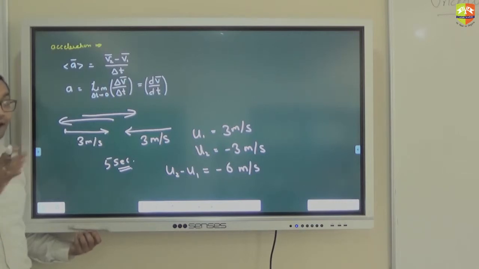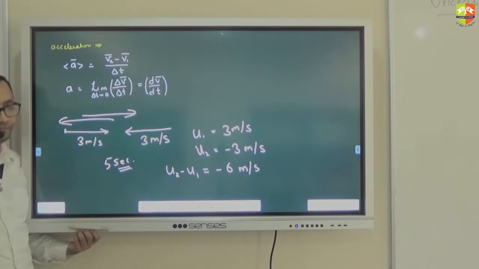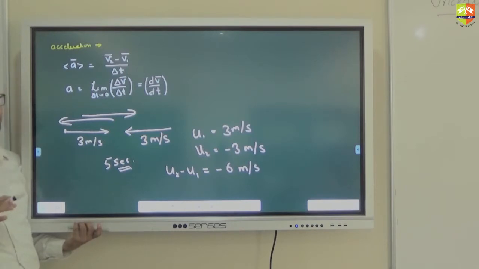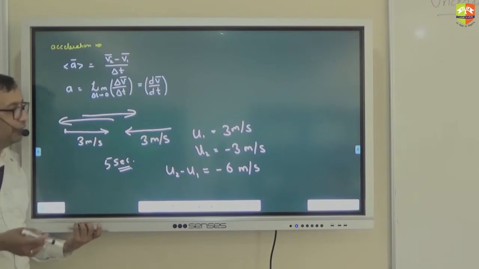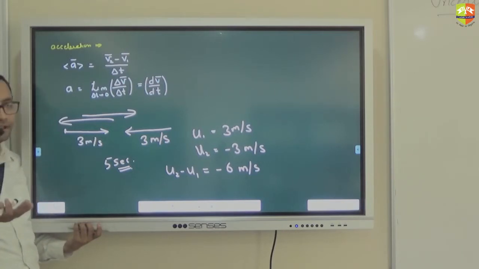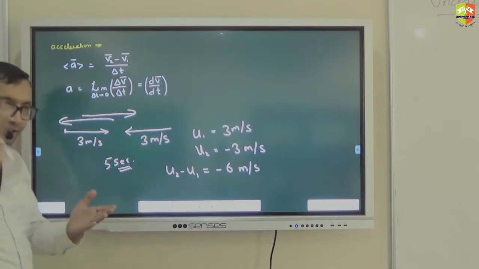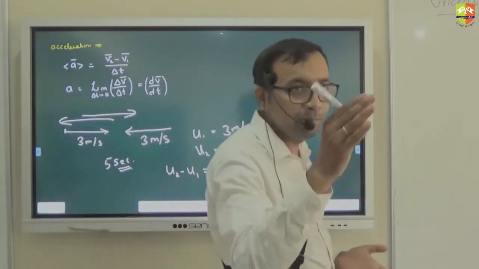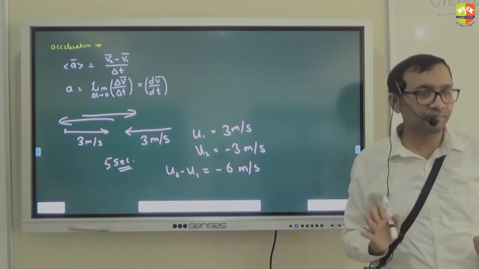It will be opposite to the initial velocity if both have opposite signs. But a negative sign doesn't always signify that it is opposite to the initial velocity, because your initial velocity could also be negative. If you assume the initial velocity is minus 3 meter per second, and the acceleration is minus, both are in the same direction. So negative just signifies this: the direction we have assumed positive, the acceleration is in the opposite direction to that, nothing else.